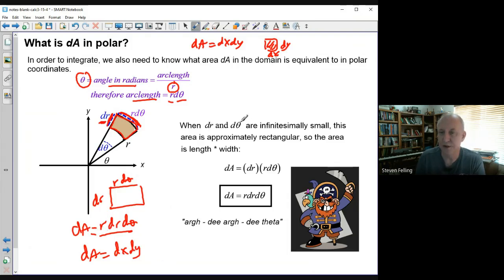Right, so when dr and d theta are infinitesimally small, the area is approximately a rectangle, so we define dA to be r dr d theta.